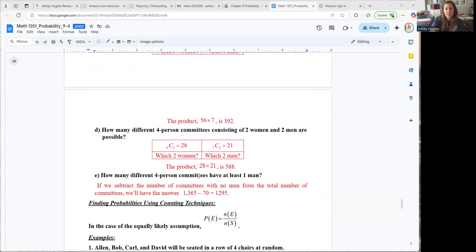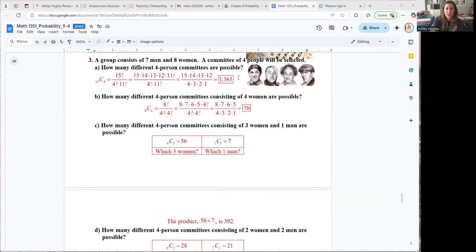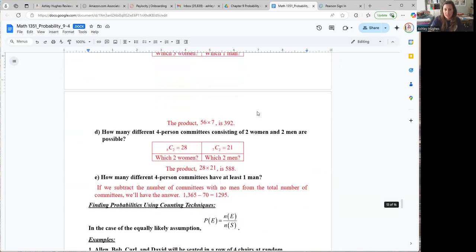How many different 4-person committees have at least 1 man? So a way to figure this out is to take the total number of committees, if we come back up here, and we subtract the number that have women only. So, because to have at least 1 man means we don't have only women. So you take 1365 minus 70 to get that answer.